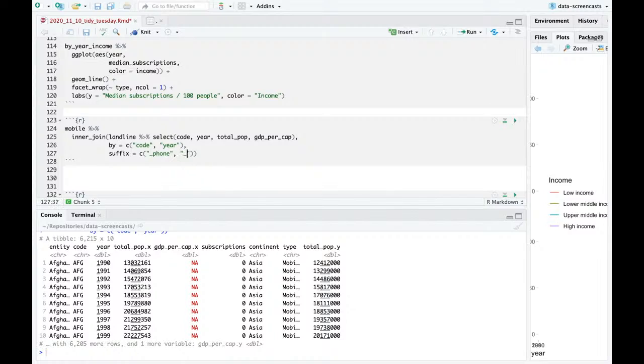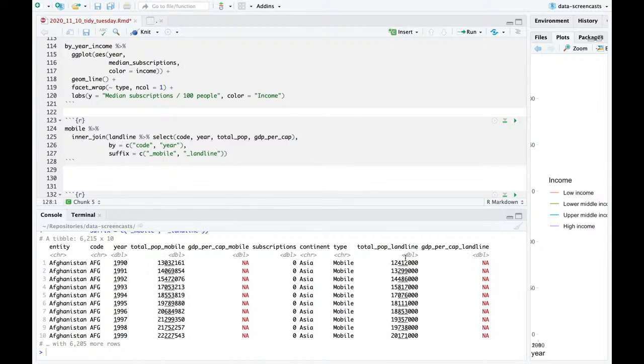mobile, landline. Yeah, and then I'll say filter total pop landline not equal to total pop mobile. And wow, they are different. That is frustrating. These are the ones where I'm not checking whether they're NA. That is so weird. That is so weird.